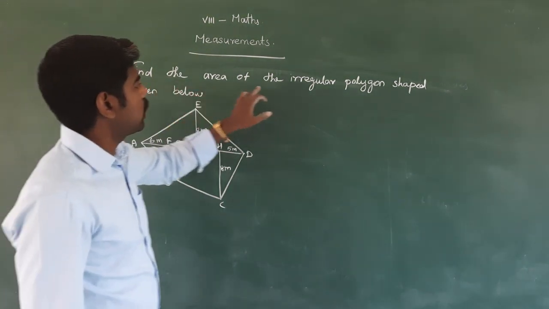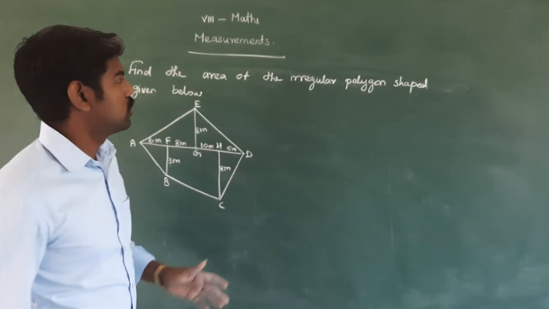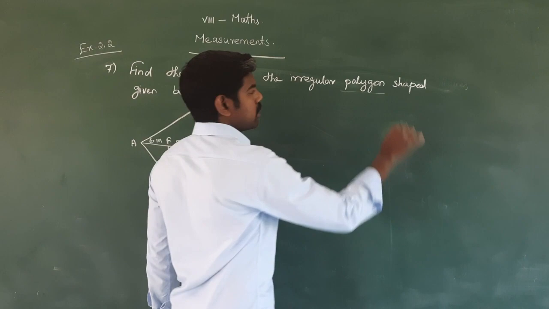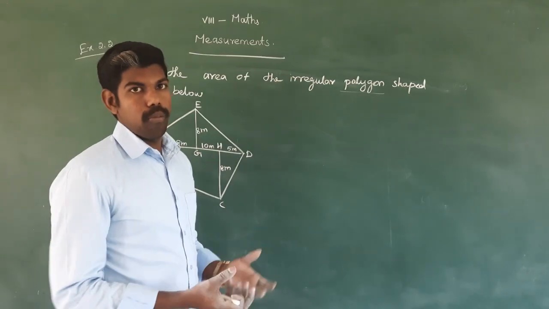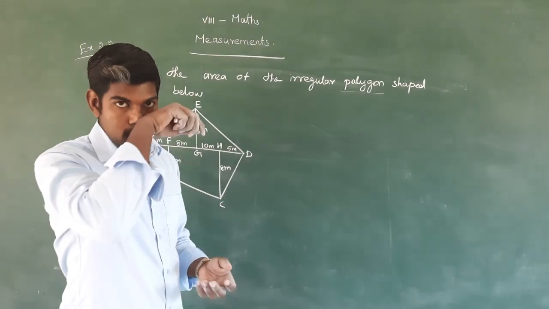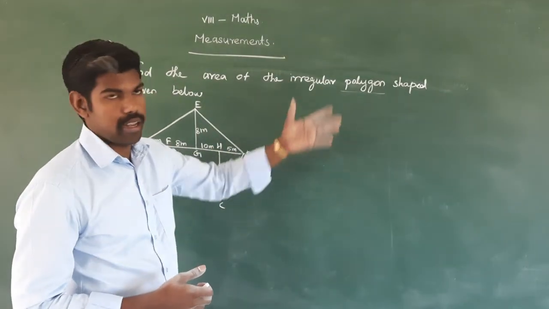Find the area of the irregular polygon shape given below. So, what is meant by polygon? A polygon is a closed figure made by using more than 2 sides. More than 2 sides is called a polygon.